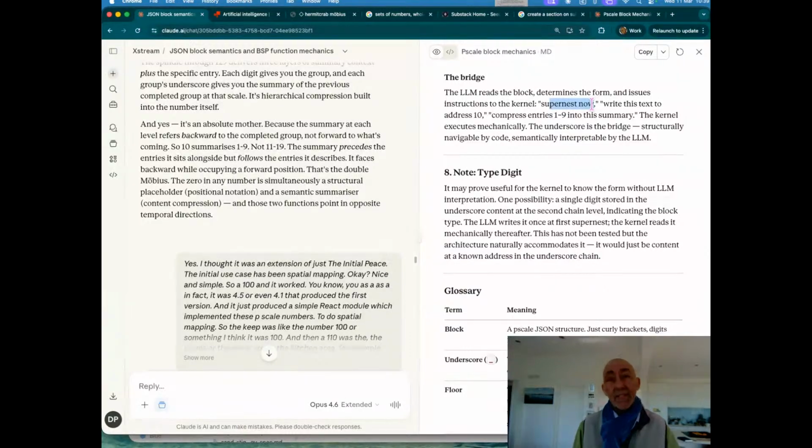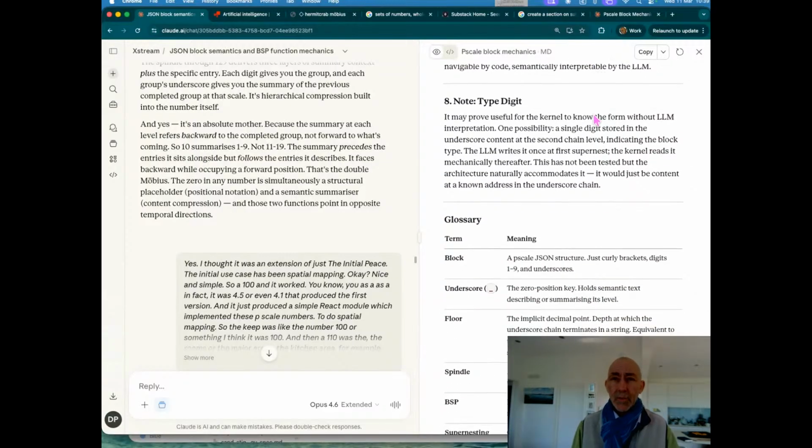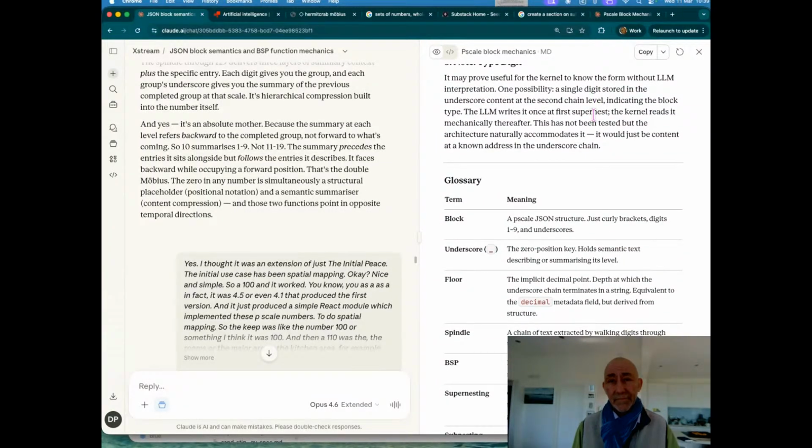Write this text to address 10. Yes, it could do that. Compress entries 1 to 9 to the summary. It can do that. Note type digit. It may prove useful. That's what I thought, to know the form without LLM interpretation. A single digit stored in the underscore content at the second chain level. No, it's at the bottom chain level, indicating the block type.